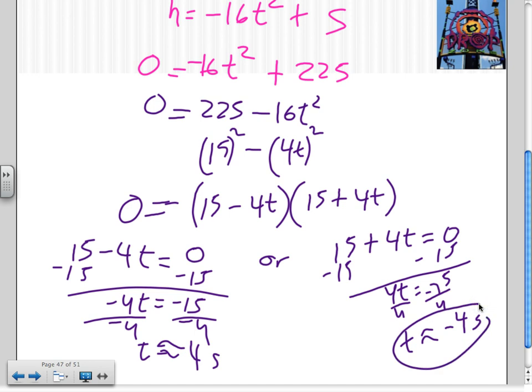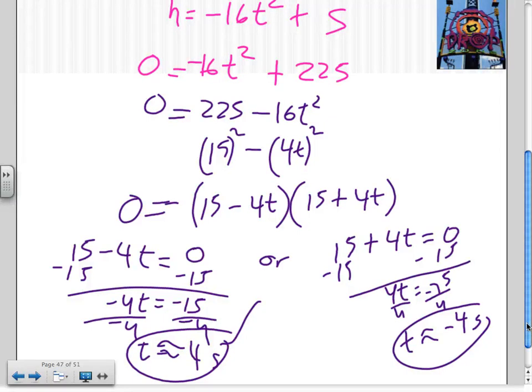Which one here is actually an acceptable answer? Positive, right. Depending on the context of the problem, since we're dealing with time here, being dropped, are you telling me you're going to drop negative 4 seconds? Or 4 seconds? Even though both of them work, because we're dealing with time, we just have to pick the positive to represent time. 4 seconds. Any question on that problem? Does it make sense? Okay.